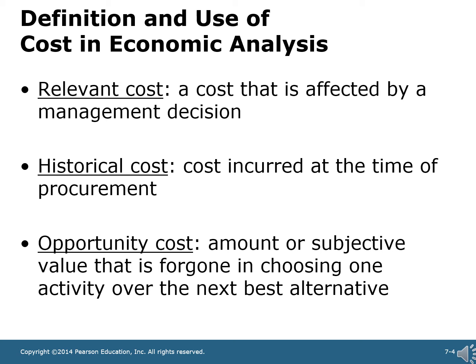And finally, any discussion of costs in economics isn't complete without considering opportunity cost. So opportunity cost, remember, is the amount or the subjective value that's foregone in choosing one activity over various other alternatives. In this case, it's going to be how else a firm can spend their money or what other line of business they can get into. We consider this an indirect cost or an implicit cost, while the out-of-pocket costs are direct costs or explicit costs.